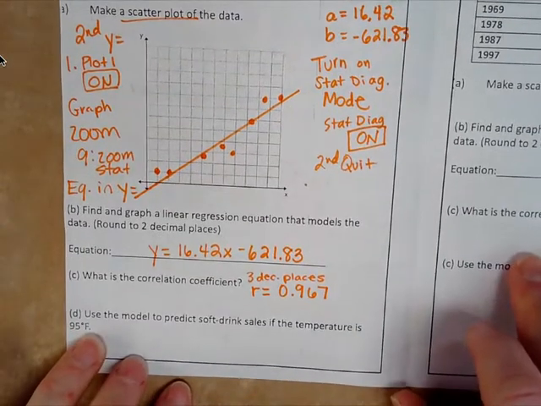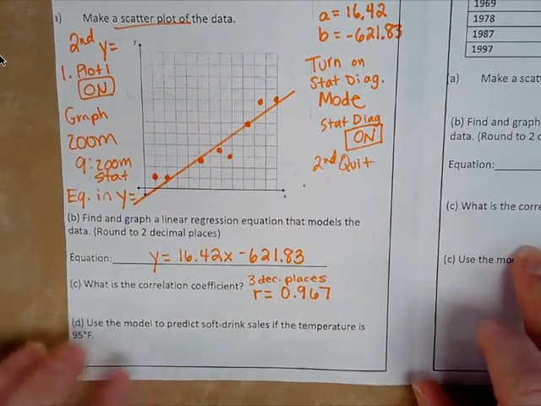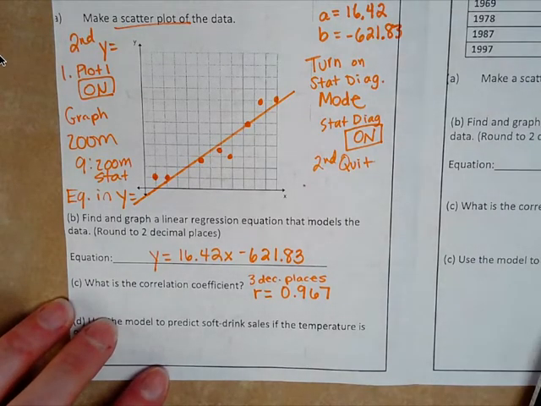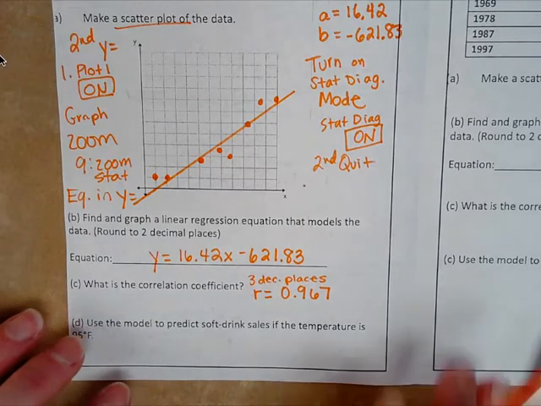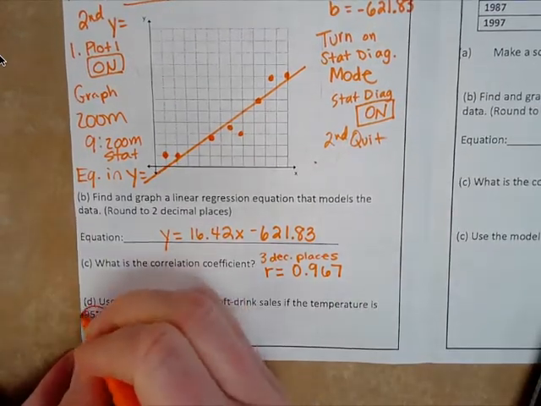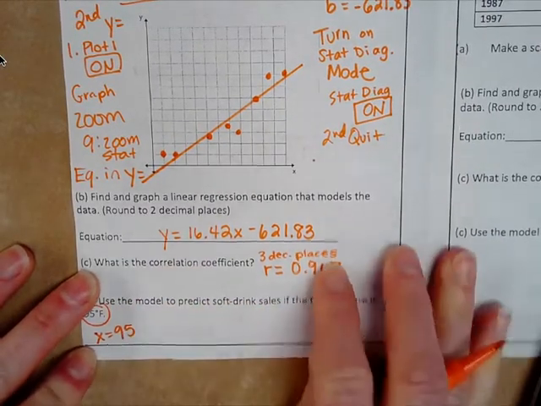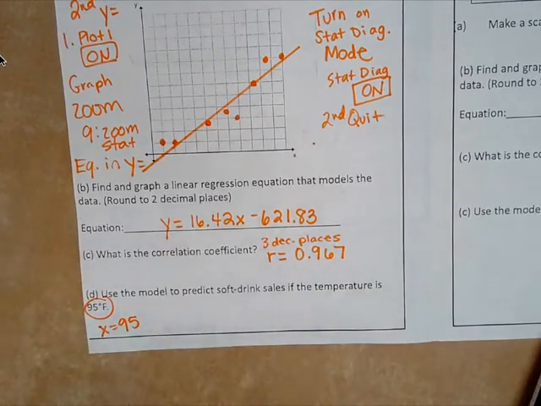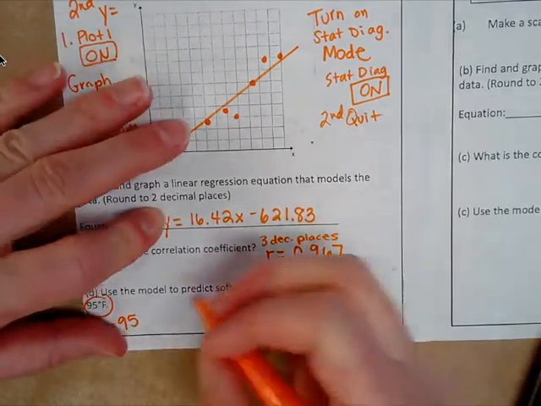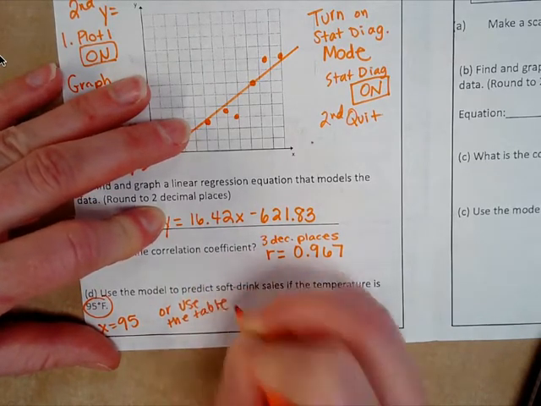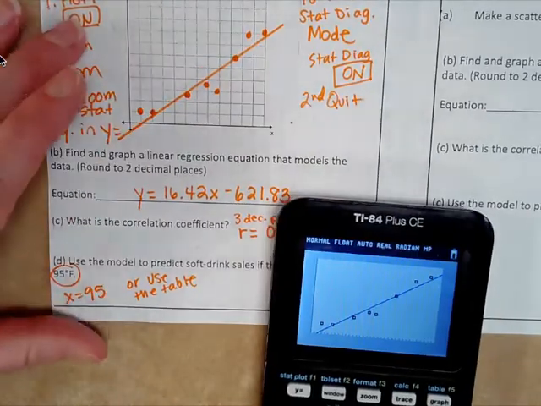Okay, the last step is to answer question D. It says use the model to predict soft drink sales if the temperature is 95 degrees. You could change it out for X. So you could do this two ways. You could plug in 95 for X and then find out what it equals by using this, or you could use the table because we already have it graphed, right? Or you could use the graph too.